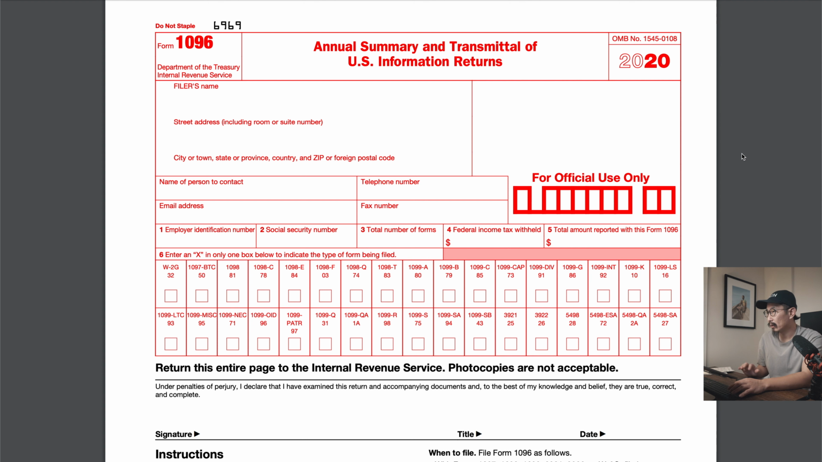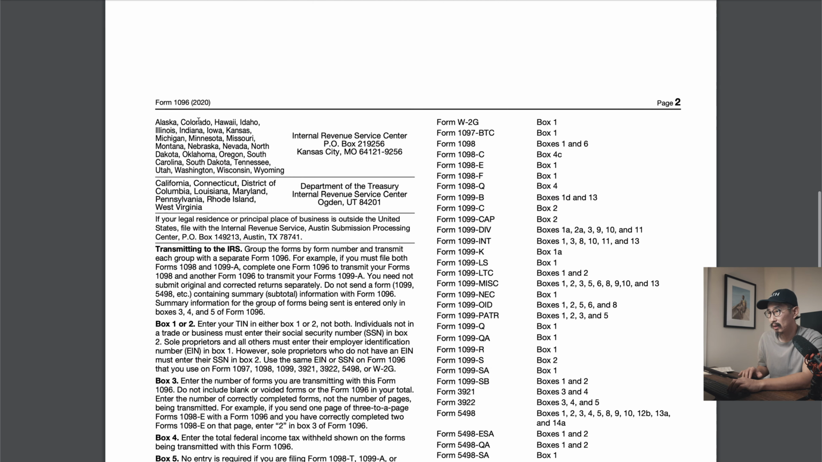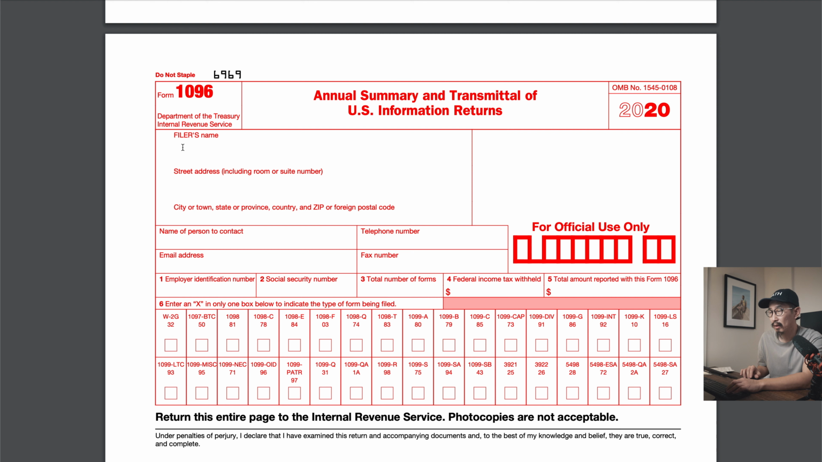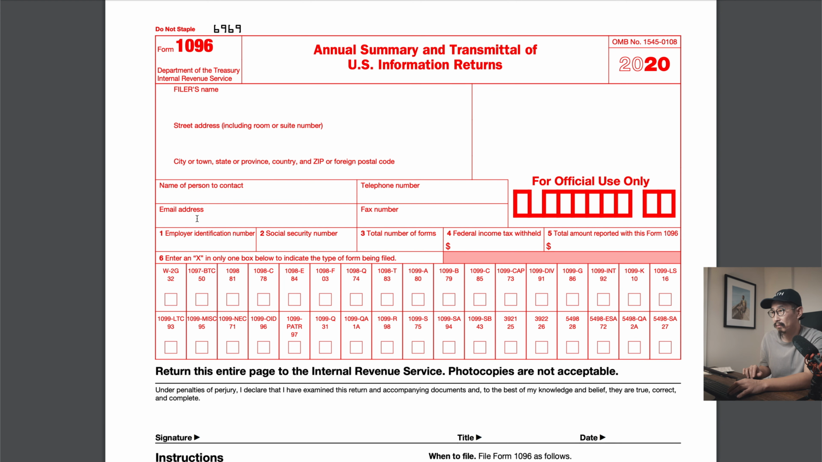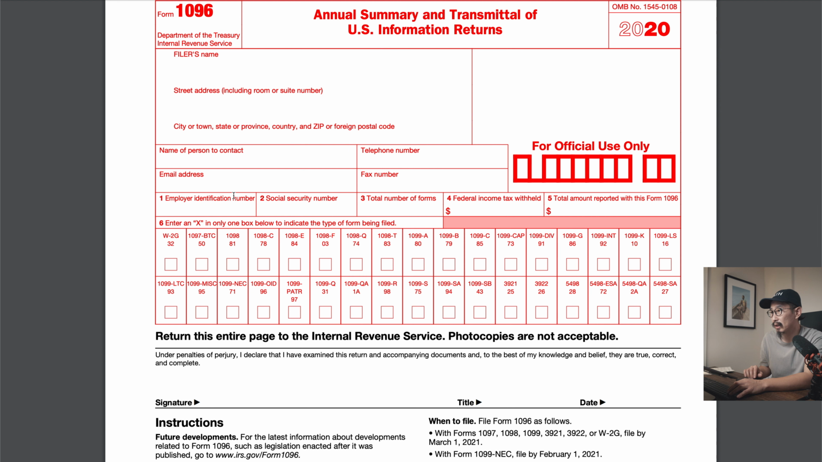Once you fill out all of the 1099s, what you're going to do here is also fill out the 1096 cover letter. This is basically the cover letter for all the 1099s you filled out. I can't actually write in this one, but you're going to put your name or your business name here, and then your address, your town, city and state, and then your contact information, telephone number, and email address.